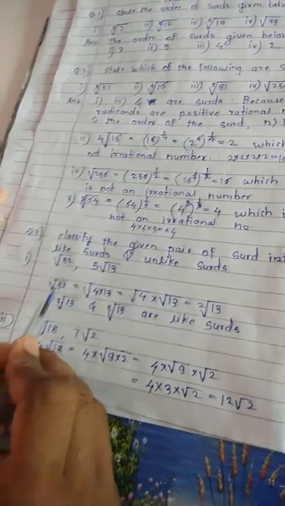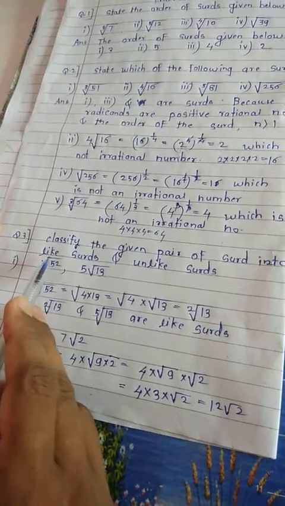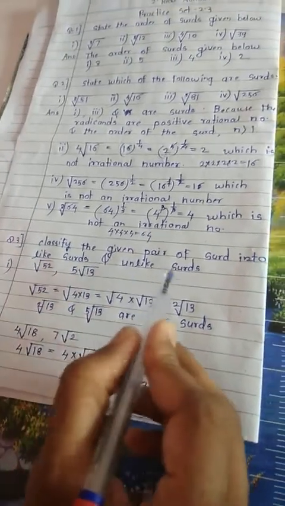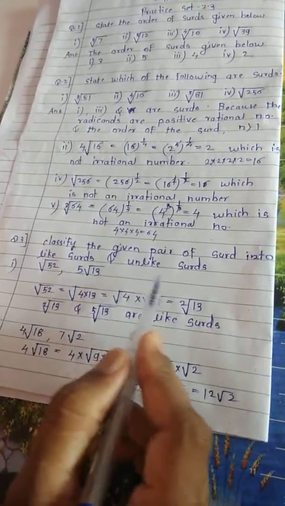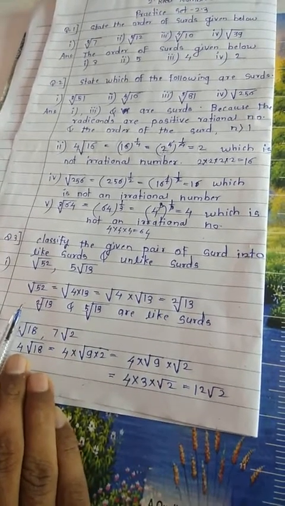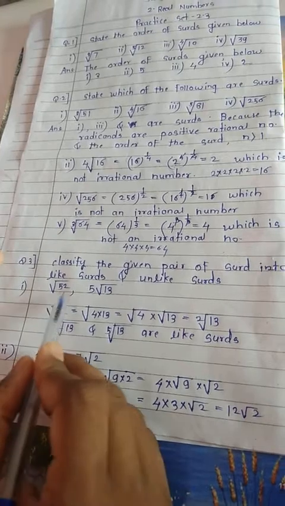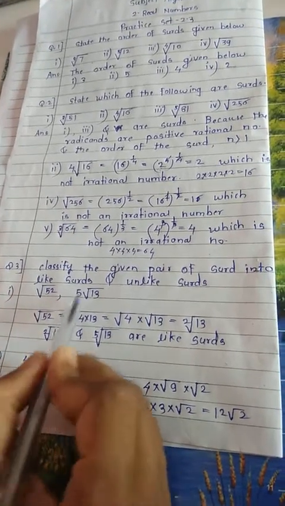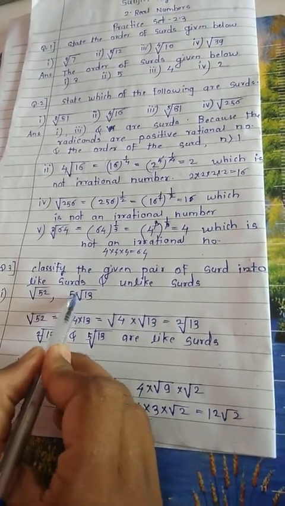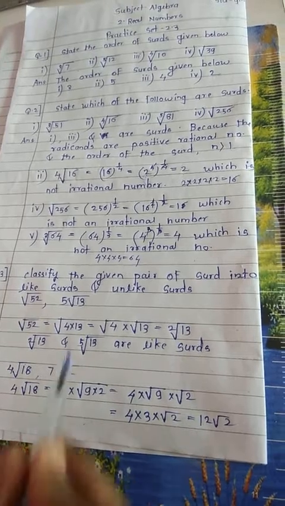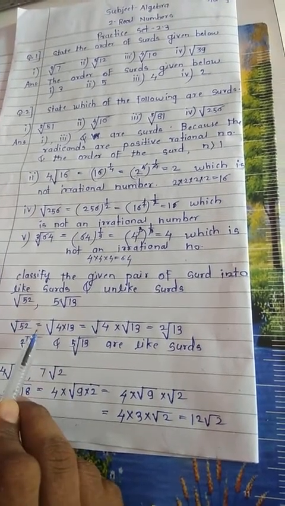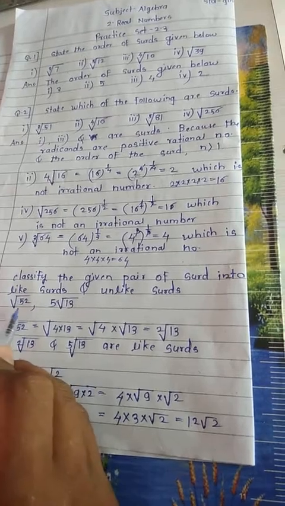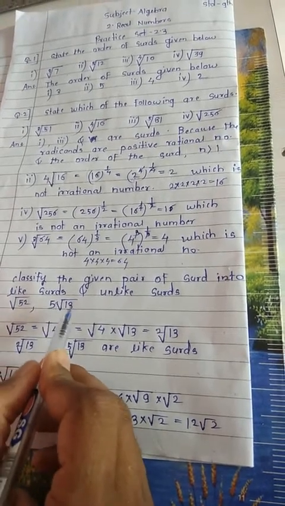Question number three. Classify the given pairs of surds into like surds and unlike surds. Example number one is given: root 52 and 5 into root 13. Students, we have to find out what root 52 and 5 into root 13 are.